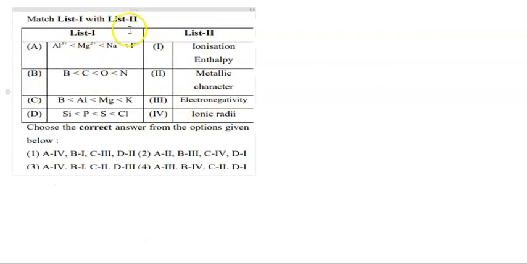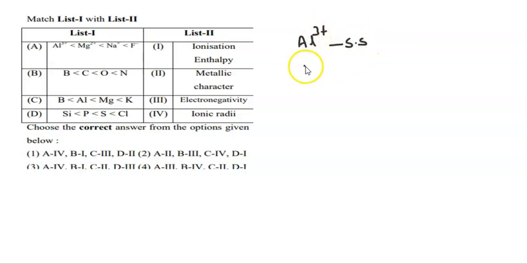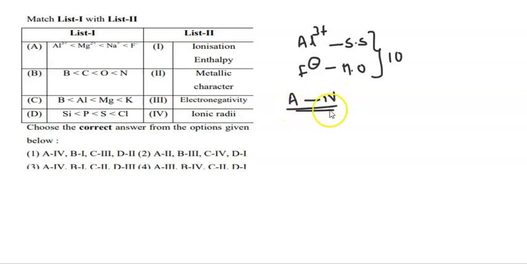Here, match list 1 with list 2: aluminum 3+, magnesium 2+, Na+, and F-. We know that all these are isoelectronic species. Among isoelectronic species, the species which has high nuclear charge has low size. That's why Al3+ is small in size and F- is more in size. All these are isoelectronic species with 10 electrons each. So the correct order for this particular A is 4, because it is matched with ionic radii.